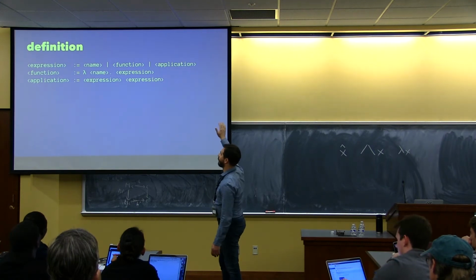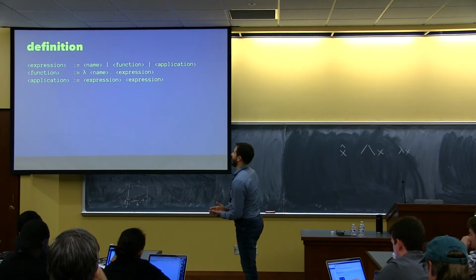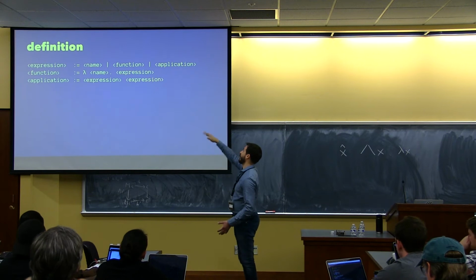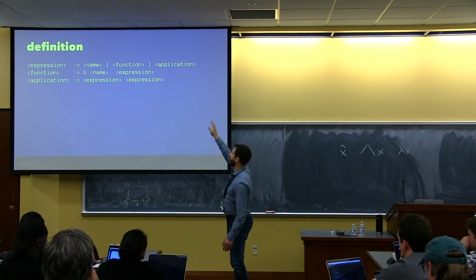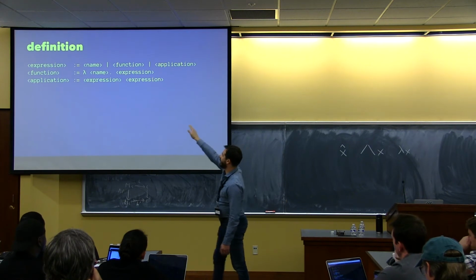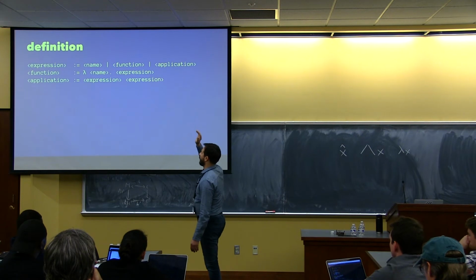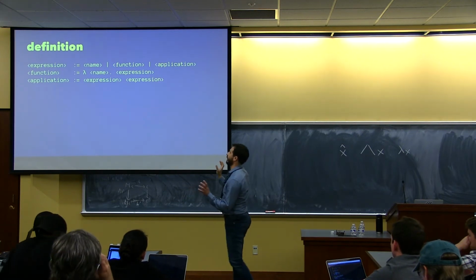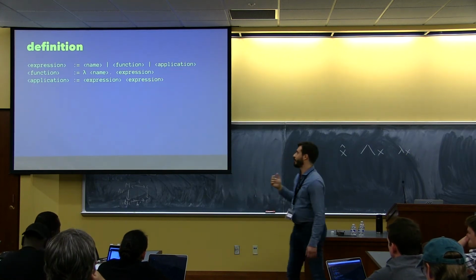Concentrating first on the first line, anything in Lambda calculus is an expression, and there are three kinds of expressions: names, functions, and applications, and that's it. A function can be a name, so the lambda name dot. I'm going to explain all this a little bit in more detail. Lambda name dot expression, and an application is just two expressions next to each other. So you can see how this is a bit of a recursively defined language.